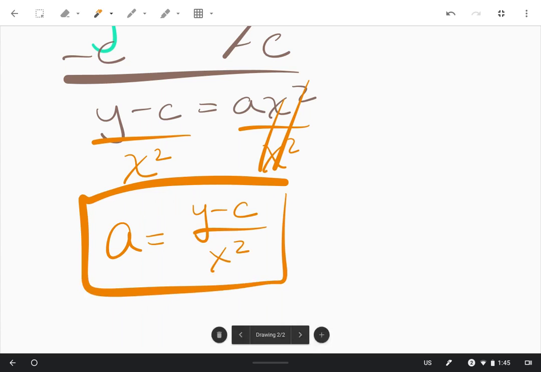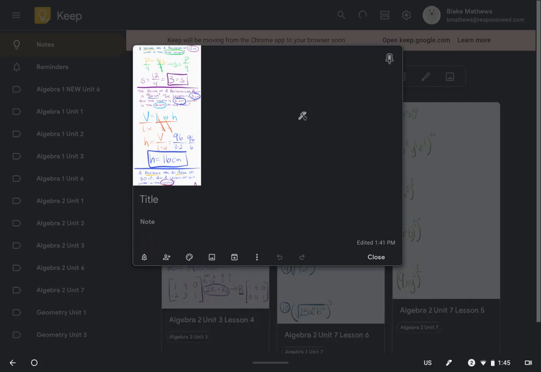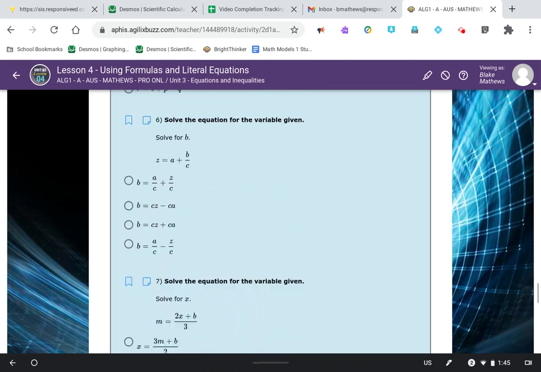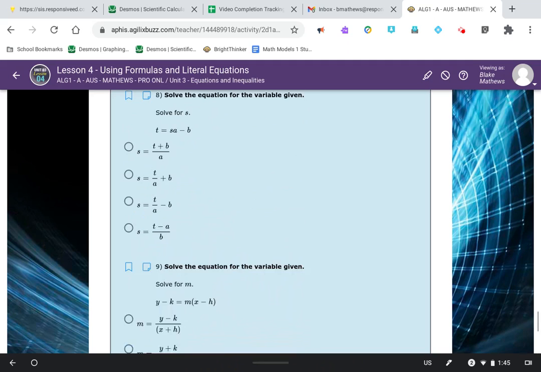So a lot of these can look a little intimidating at first, but if you just follow the basic rules that we've already been working with, a lot of them will be pretty manageable for you. So that's pretty much it.